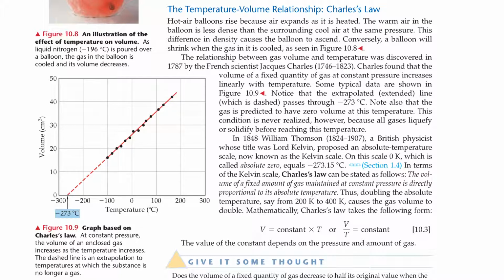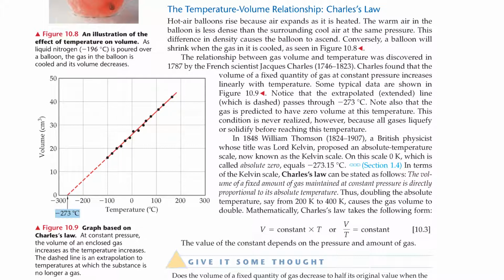In terms of the Kelvin scale, Charles's law can be stated as follows. The volume of a fixed amount of gas maintained at a constant pressure is directly proportional to its absolute temperature. Thus, doubling the absolute temperature, say from 200 Kelvin to 400 Kelvin, causes the gas volume to double.